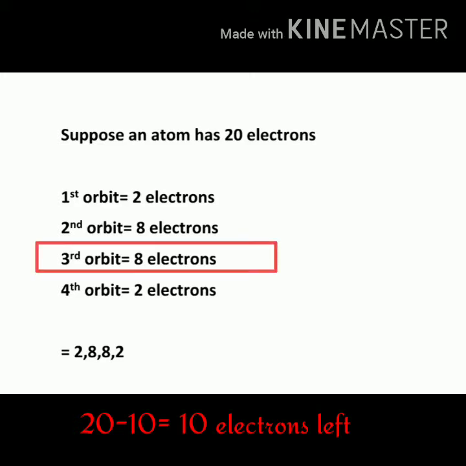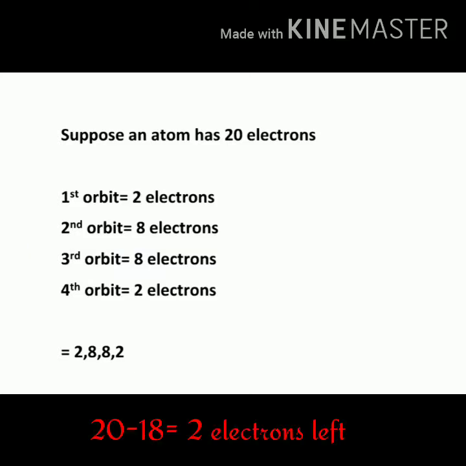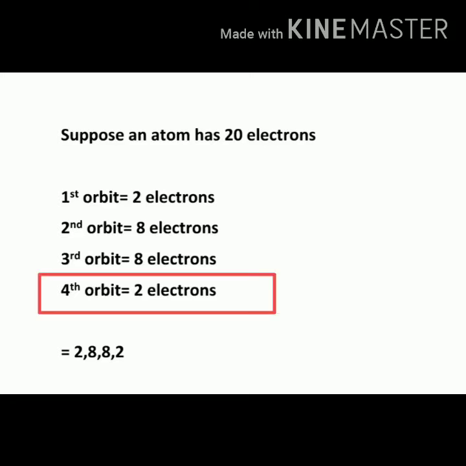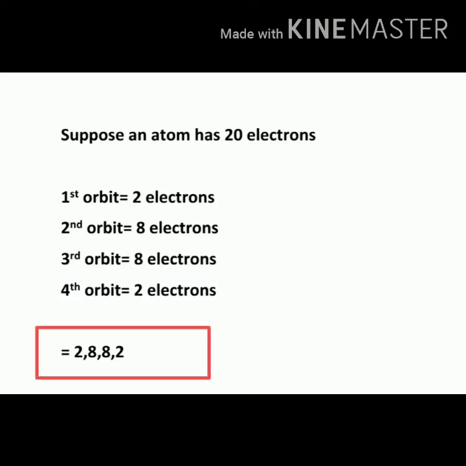Third orbit also can hold a maximum of 8 electrons. So in the third orbit, out of the remaining 10, I will put the 8 electrons. How many left now? Only 2 electrons. So now we have another orbit, that is the fourth orbit, which will hold the remaining 2 electrons. So in this case, the electronic configuration is 2, 8, 8, 2. That means it has 4 orbits. So if you see, the more the number of electrons, more the number of orbits.